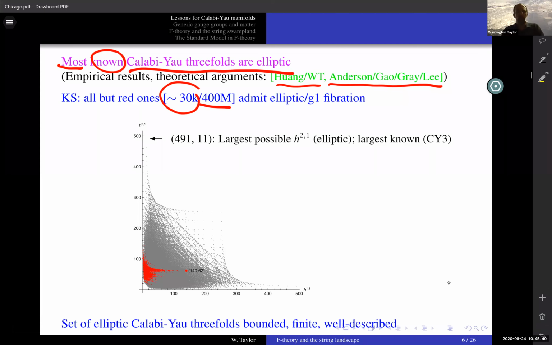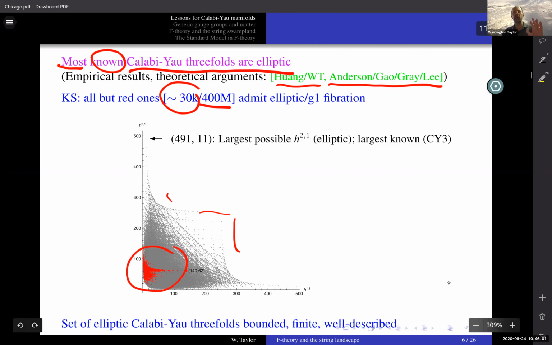So this is a picture, the famous Hodge plot of the Hodge numbers of the 470 million Calabi-Yau threefolds in the Kreuzer-Skarke dictionary. And the ones in gray, most of these, admit an elliptic fibration in some phase. The red ones are the 30,000 which don't admit an obvious elliptic fibration. Many of those probably still do, but not all.